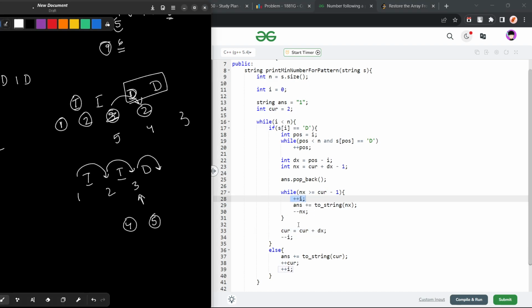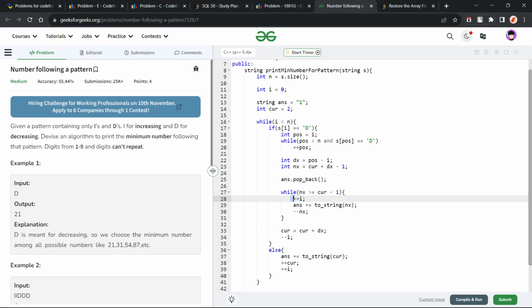In my case, what was happening was, in this particular case I wanted to increment my I by only one position, because I have encountered D only once. But since I am going to insert two numbers, one number here and one number here, this I was getting incremented two times. It should have been incremented only one time, but it was getting incremented two times. That is why I had to decrement I once here. So this was the only thing.